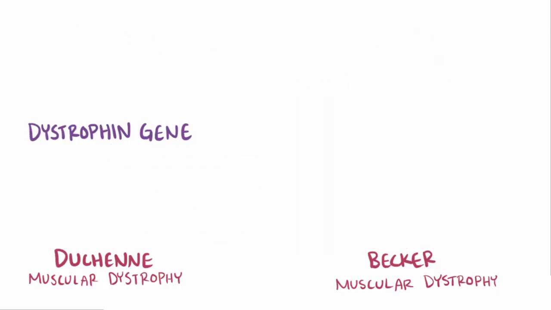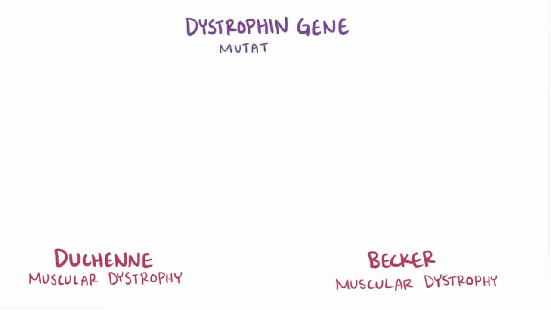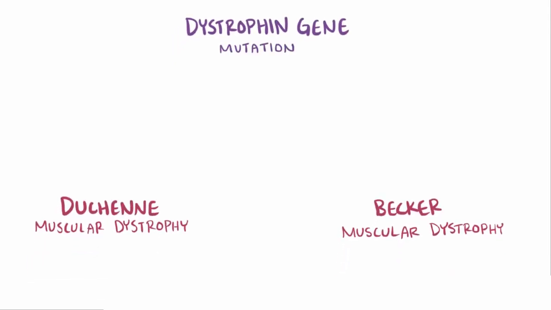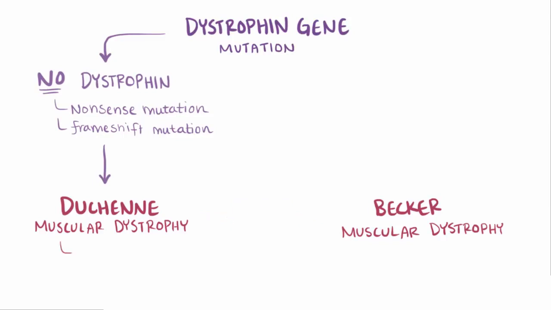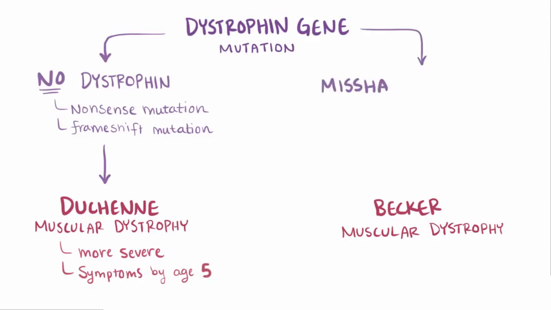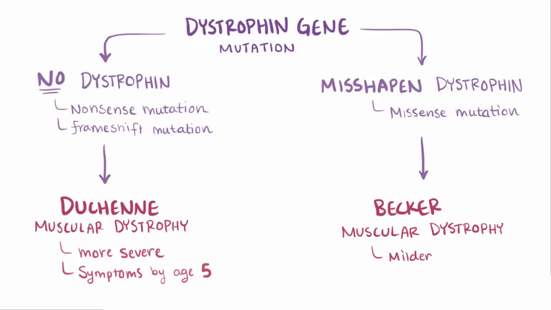Now, the fact that both Duchenne and Becker muscular dystrophy result from mutations in the same dystrophin gene means that they're allelic disorders. And when a mutation happens in dystrophin that's severe enough to result in no protein at all, for example, a nonsense or a frameshift mutation, the result is Duchenne muscular dystrophy, which ends up being the more severe of the two, with symptoms usually presenting by age 5. On the other hand, mutations that allow for a misshapen protein to form, like missense mutations, lead to Becker muscular dystrophy, which is basically a milder form of Duchenne muscular dystrophy that presents later on, usually between ages 10 and 20.